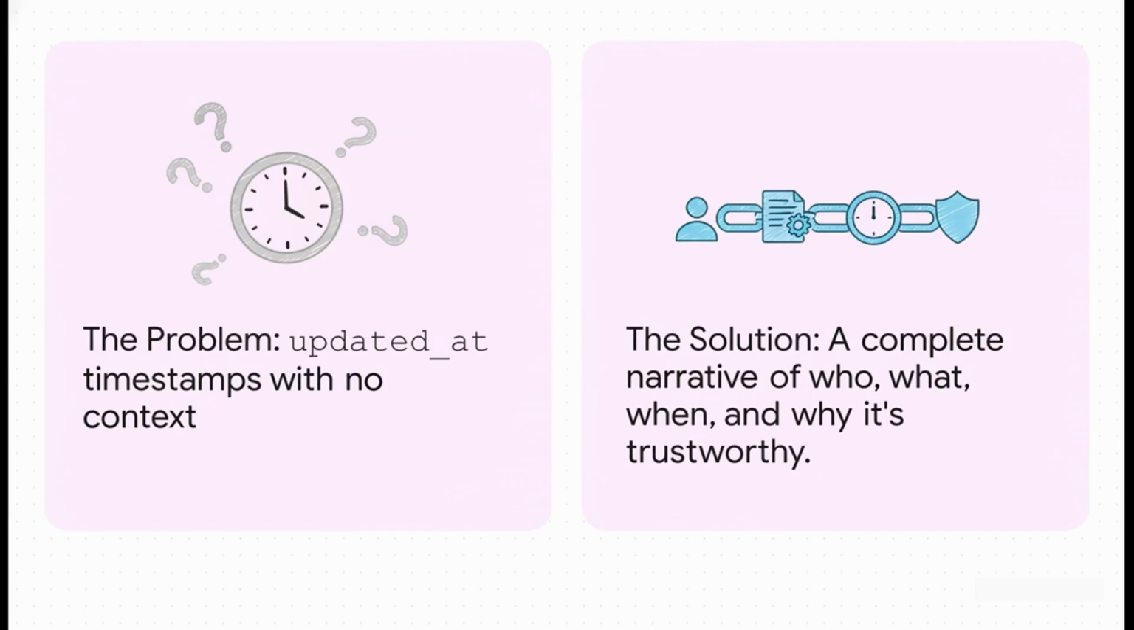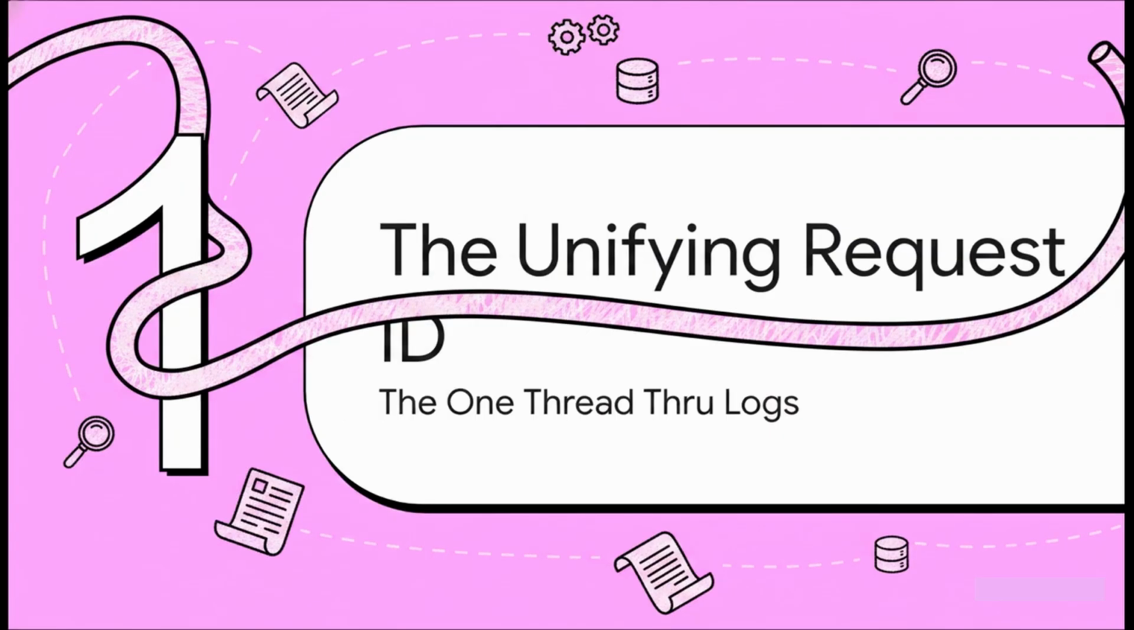So here's the goal. We've got to move from these lonely, isolated facts to a connected story. The problem with just having a timestamp is that it tells you when, but it gives you zero context. The solution we're building provides the whole narrative. Who made the change, what exactly changed, when it happened, and, this is the big one, why an auditor should actually trust it.